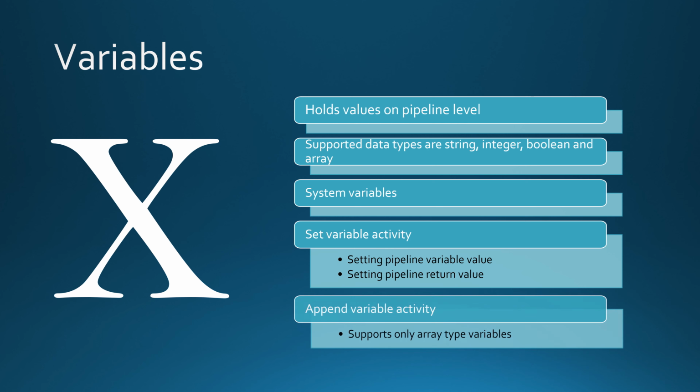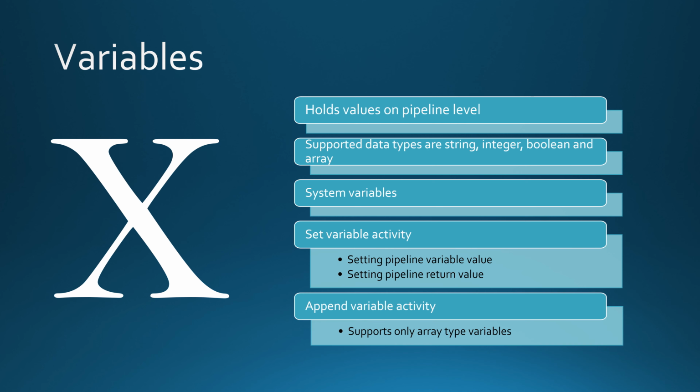Then we have an append variable activity, and this only supports array type variables, and with this you can append values in the array type variables, and this can come handy if you need to create array dynamically during the pipeline execution. Now we have covered the Azure Data Factory parameters and variables on a conceptual level. So next, let's open up our Azure portal and our Data Factory to see how these concepts work in action.